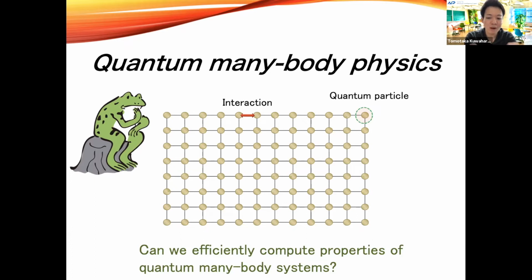Even if we know one particle's properties, the cooperation of many particles often produces unexpected phenomena. For example, superconductivity, quantum spin liquid, topological insulator, superfluid, which is seen in helium-4, and so on. Quantum many-body physics aims to compute the properties of quantum many-body systems. To answer the question, there is a research field which is named Hamiltonian Complexity.